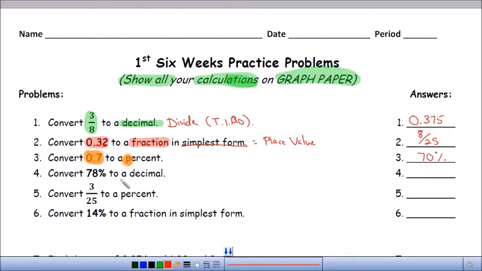Okay, now we're going to convert 78% to a decimal. So 78% is going to have to change to a decimal. So now we have a percent, starts with a P, and then we're going to that D. So we're also using Dr. Pepper. So for both of these, I'm using the Dr. Pepper method, okay? And I'm going to get a clean page. We have 78%. So I'm going to start with 78%.